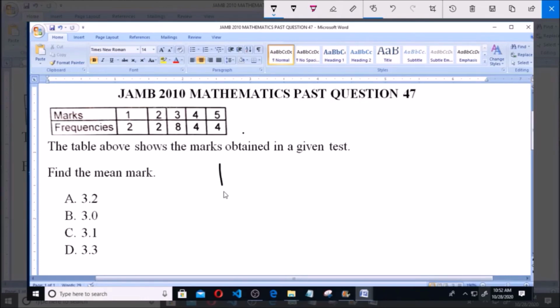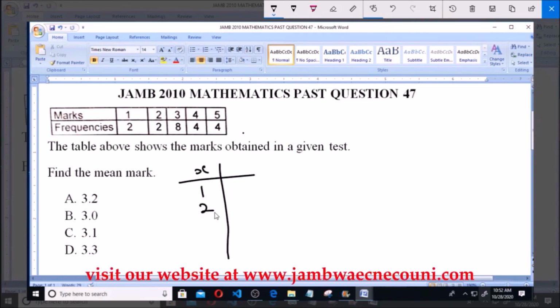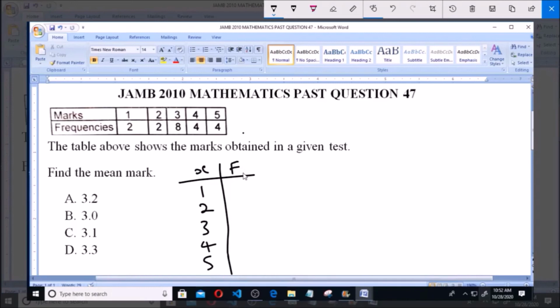Now let's represent this in a frequency distribution table. So we have the marks. Let's call the marks X. We have 1, 2, 3, 4, 5. Now these are the marks obtained. Now the frequency F: the frequency of those that scored 1 is 2. Then for 2 is also 2. For 3 we have 8. For 4 we have 4, and for 5 we have 4.